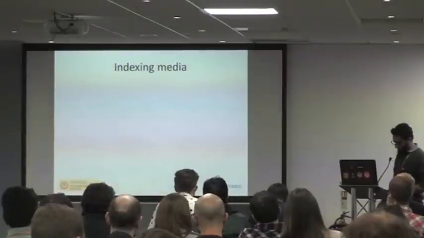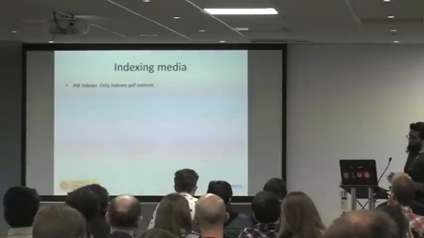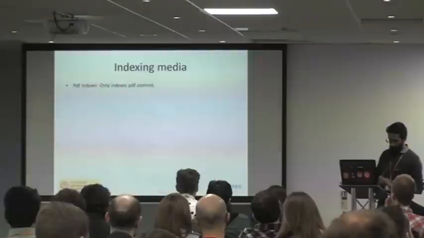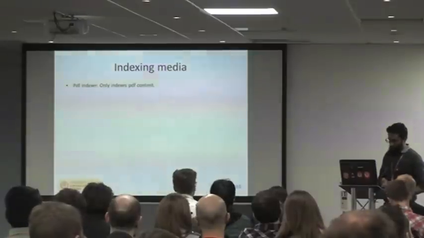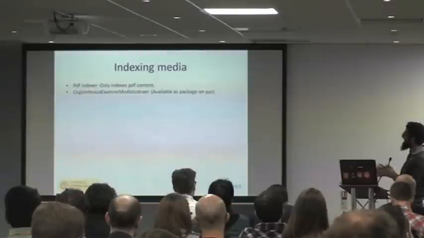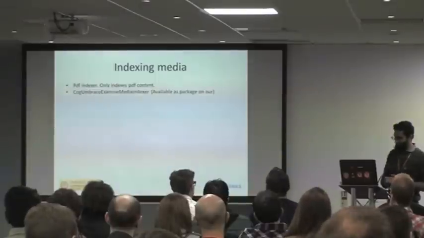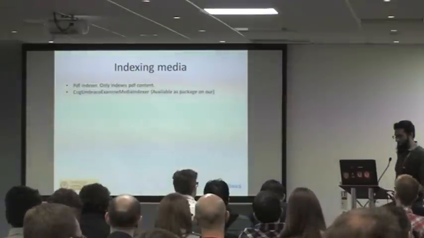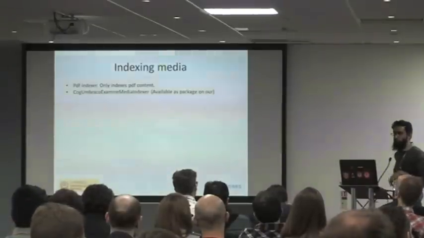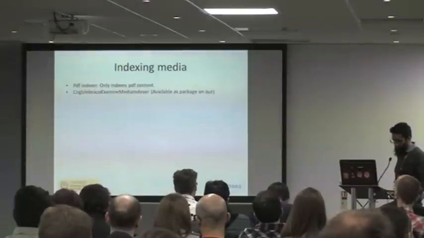Okay, moving on. Indexing media. So out of the box with Examine, you get the PDF indexer, but that only indexes PDF content. So I put together a package, and it's the COG Umbraco Examine Media Indexer, which is one of the worst names I could probably think of. Could have named it something much better, but it's been around for a while now, and I know a few people in the room who are actually using it. I know Hendy was probably one of the first to actually use it.